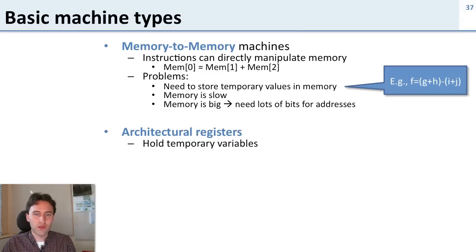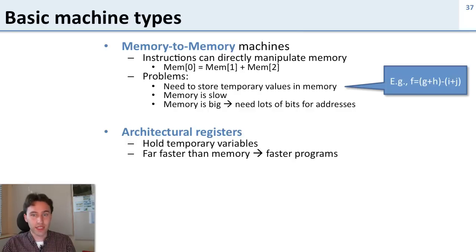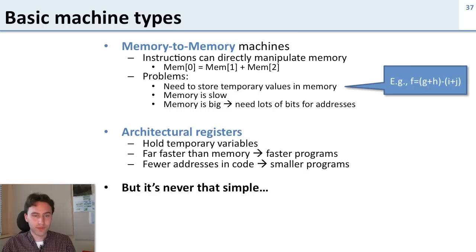Architectural registers, however, make it easy to hold temporary variables. We've seen this in MIPS. We have 32 registers that we can use for holding temporary variables. Because register files are so much smaller, only 32 entries, they're much faster to access, which means our programs can run faster. And we need fewer addresses in code. So we saw that we only need 5 bits to index into our 32-entry register file, as opposed to having a whole memory address, which is 32 bits.